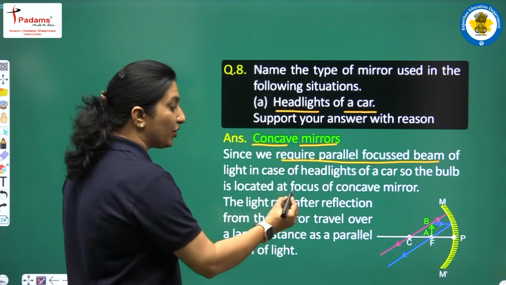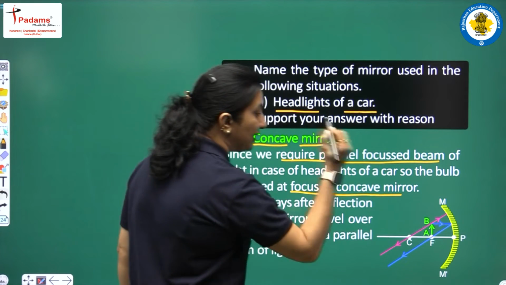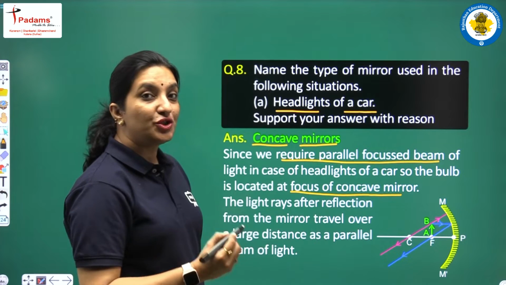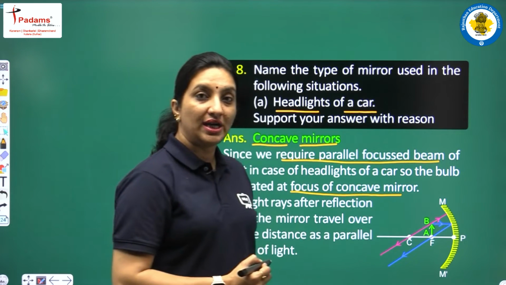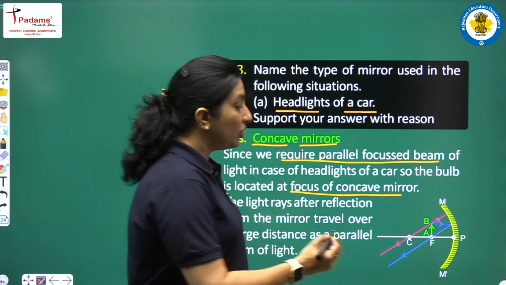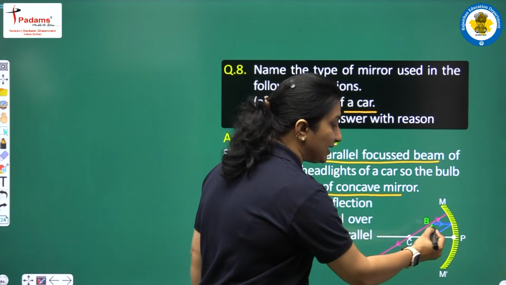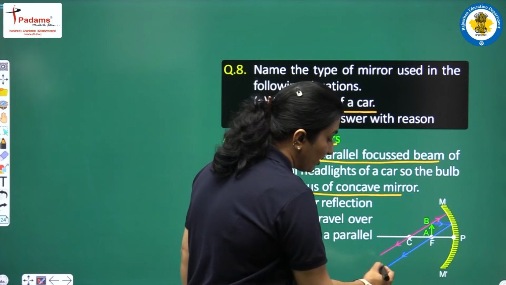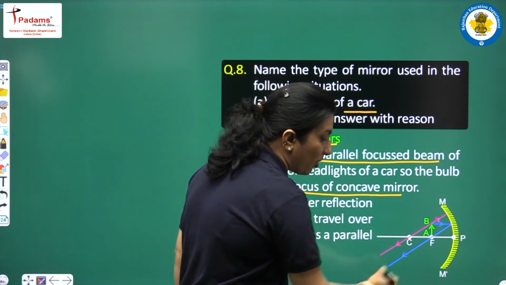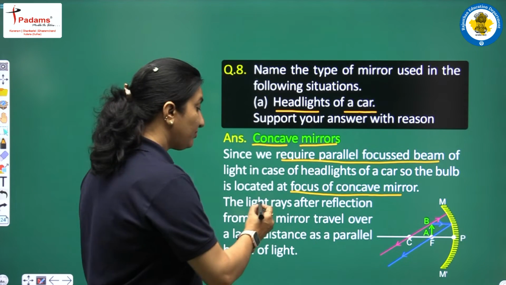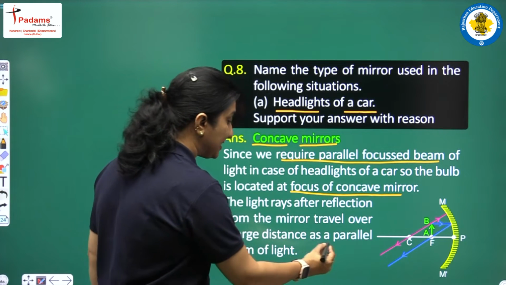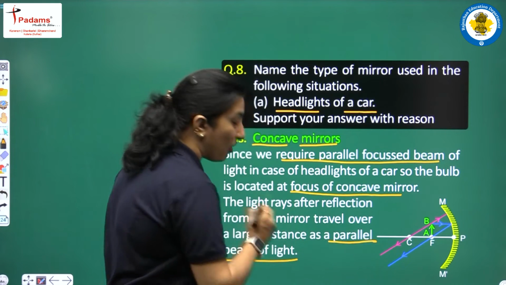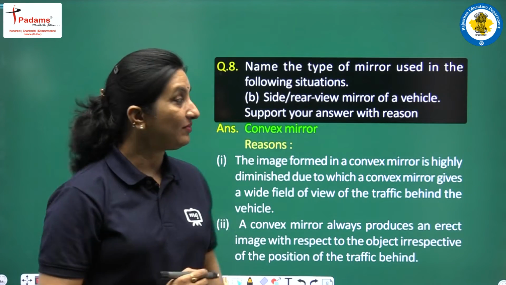So the bulb is located at the focus of the concave mirror, and students, we know when the object is at the focus, here we have the bulb. So when the object is at the focus, after reflection we get a parallel beam of light. The light rays after reflection from the mirror travel over a large distance as a parallel beam of light.